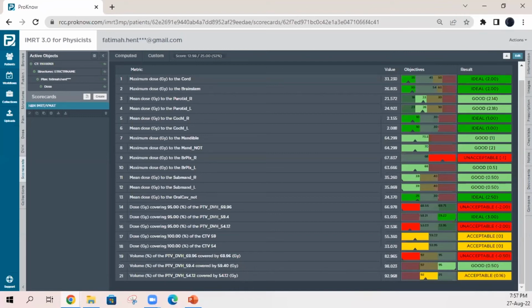Okay, so the SIB, basically you have the same PTV. One of them is high risk. The other one is medium risk. Let's say the case that we have three PTVs, right? We have high risk, intermediate risk and low risk. The high risk was 69.96. And then the intermediate was 59.40. And the low risk was 54.12.